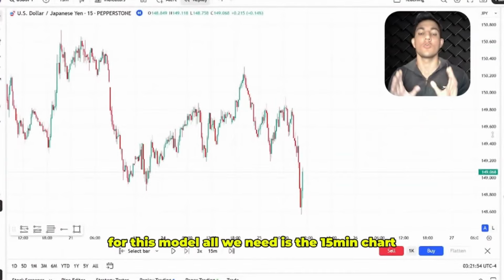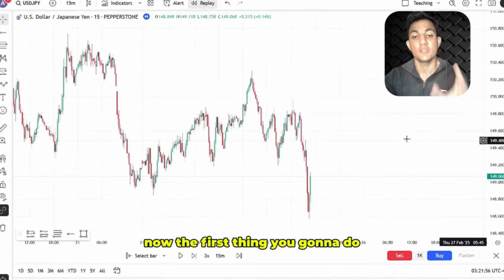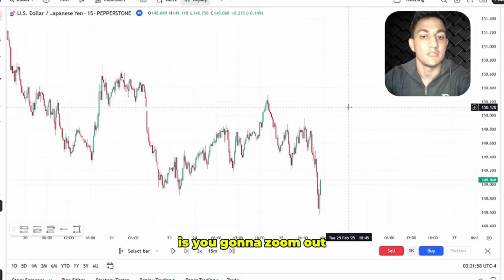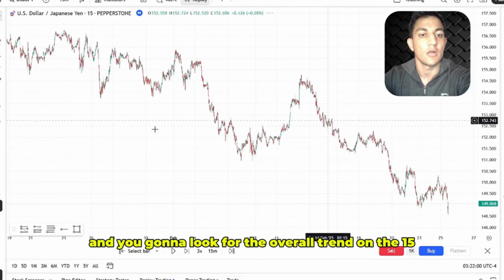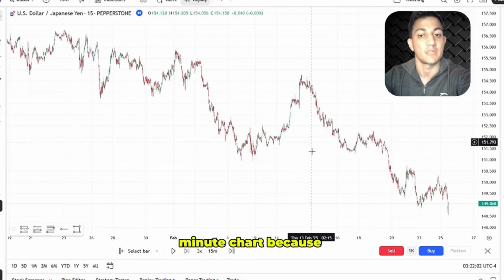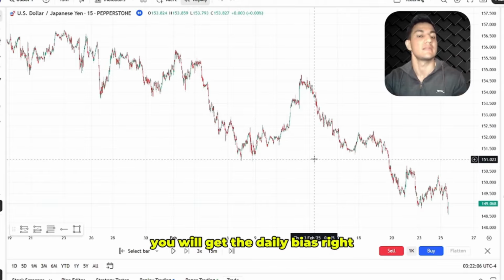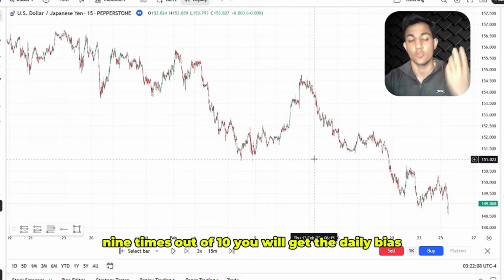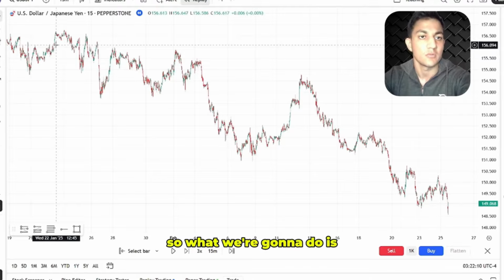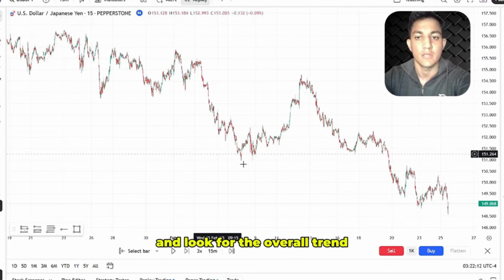Okay, so for this model, all we need is the 15-minute chart. The first thing you're going to do when you get on the charts is zoom out and look for the overall trend on the 15-minute chart. Because I'll tell you what, if you do this, 9 times out of 10 you will get the daily bias. So we're going to get on the 15-minute chart and look for the overall trend.